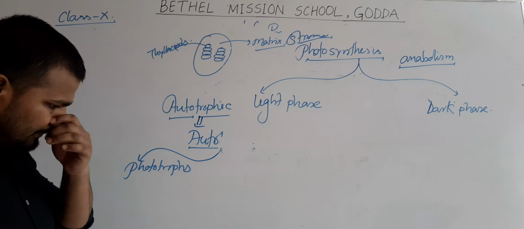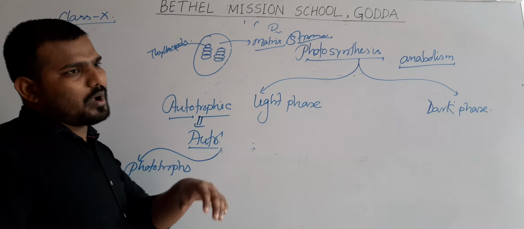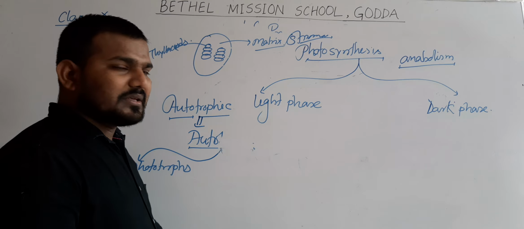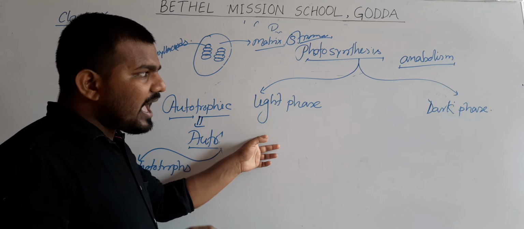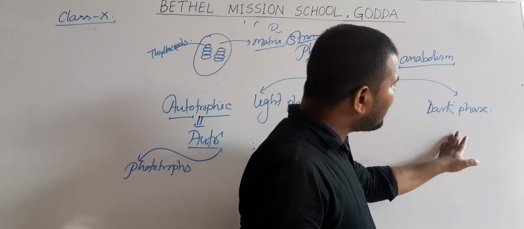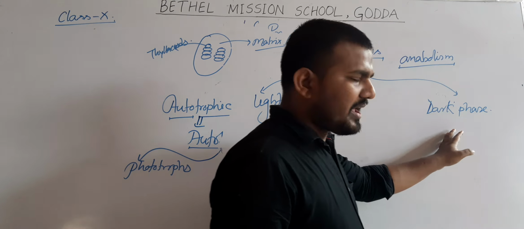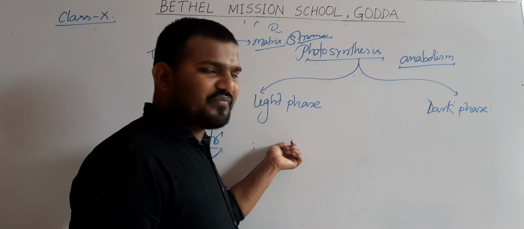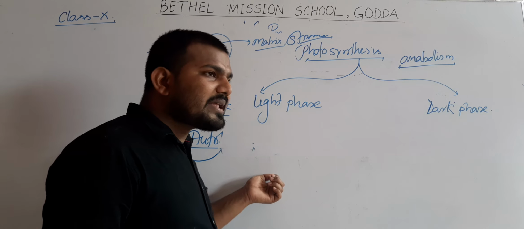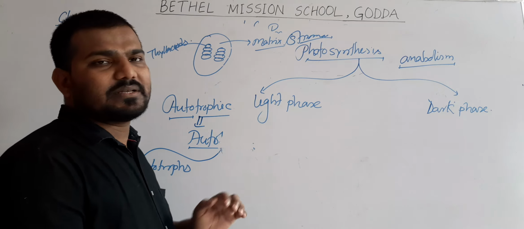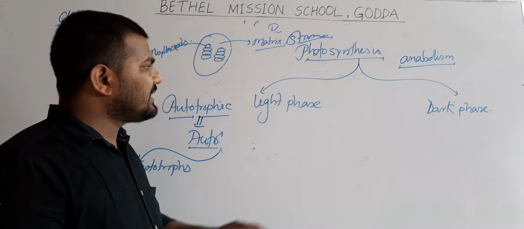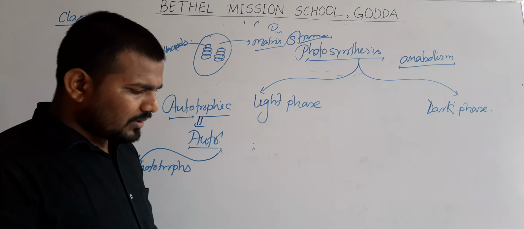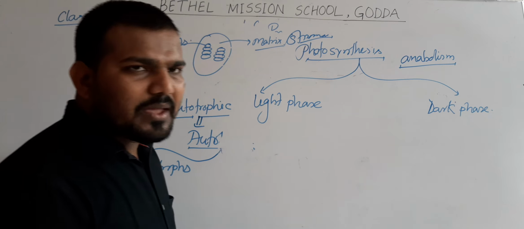The third one, the hydrolysis of water. The breaking down of water takes place within the light phase. And the fixation of carbon dioxide takes place in the dark phase. The production of oxygen takes place in the light phase. Production of ATP, NADPH, H+ take place within the light phase. Now we are going to discuss the events of the light phase.